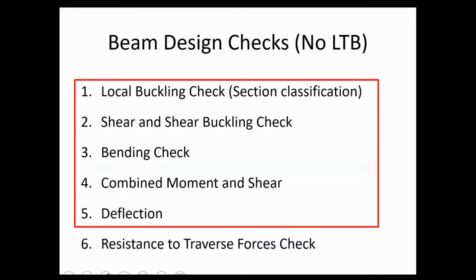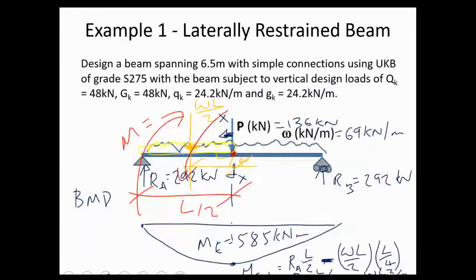So we need to go through all these steps, the local buckling checks to classify the section. By classifying the section, we need to check for shear, we need to check for bending, combined moment and shear, and deflection. But we're in a bit of a sticky situation now. To be able to do all those checks, we need to pick a section size. So how do we pick a section size in there?